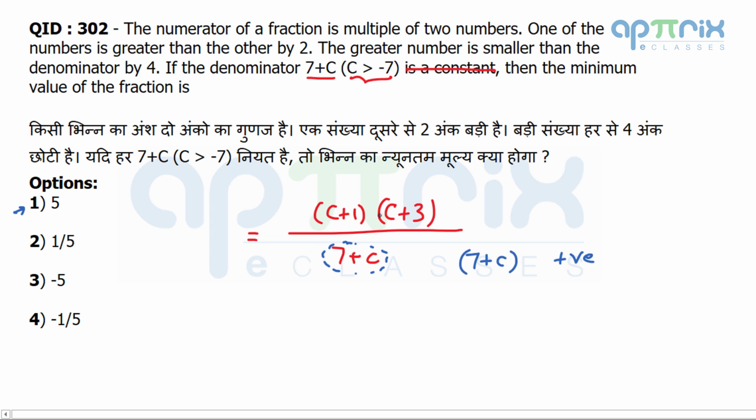Definitely the minimum value will be negative then, right? If we are getting any negative value of this fraction, then definitely the minimum value will be negative. So let us work out whether that is going to happen for c more than minus 7 or not.